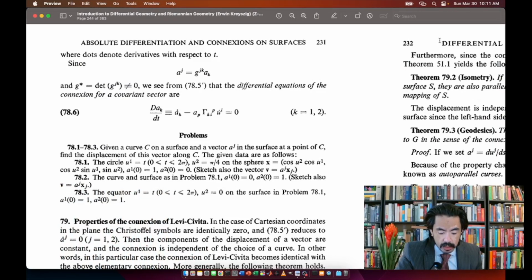Since A superscript j is equal to lowercase g superscript jk, then times A subscript k, and g superscript star is equal to the determinant of g superscript jk, which is non-zero, we see from the statement of the differential equations of the connection of Levi-Civita in terms of t, that the differential equations of the connection for a covariant vector are capital D A sub k lowercase dt is equivalent to A dot sub k minus A sub p times Christoffel sub ki superscript p, then times u dot superscript I equals 0, where k is equal to 1 or 2.